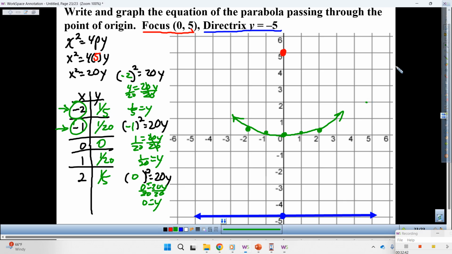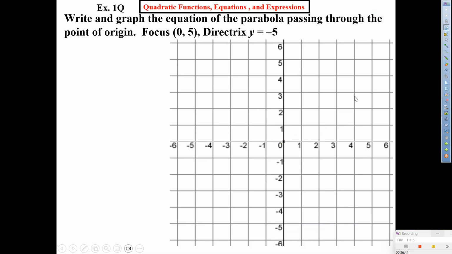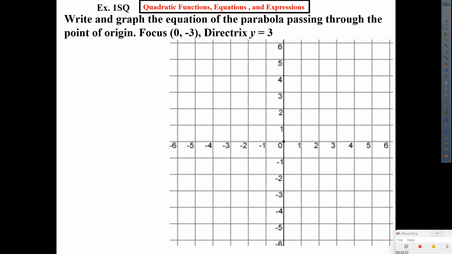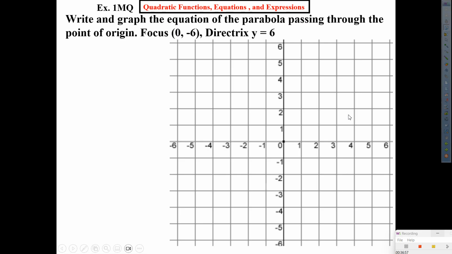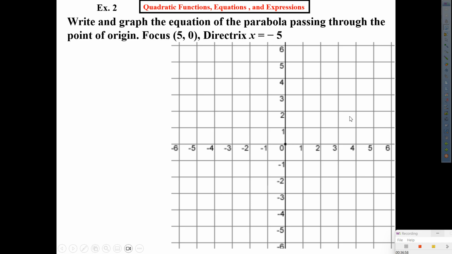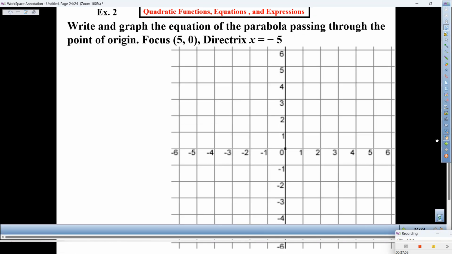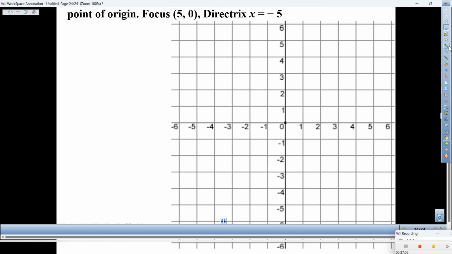All right, so copy that one. Actually, let's go to this one, sorry. Example number 2. Focus 5, 0, directrix x equals -5. All right, by looking at it, tell your neighbor what equation we are going to write for this one.